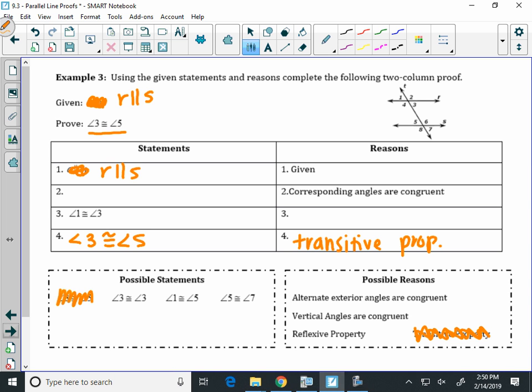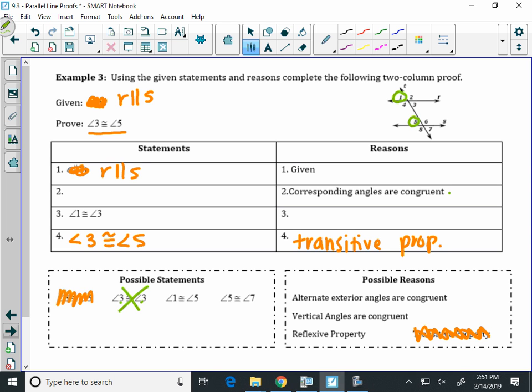Now we just have to fill in the rest. They gave us a reason for number 2. Okay? They said corresponding angles are congruent. So what I like to do is look in my box and see which one of these are corresponding angles. So if we take a look, ask yourself, is 3 a corresponding angle to 3? No, 3 is not a corresponding angle to 3. That's not going to work. So then look, is 1 a corresponding angle to 5? Yeah, 1 is a corresponding angle to 5.